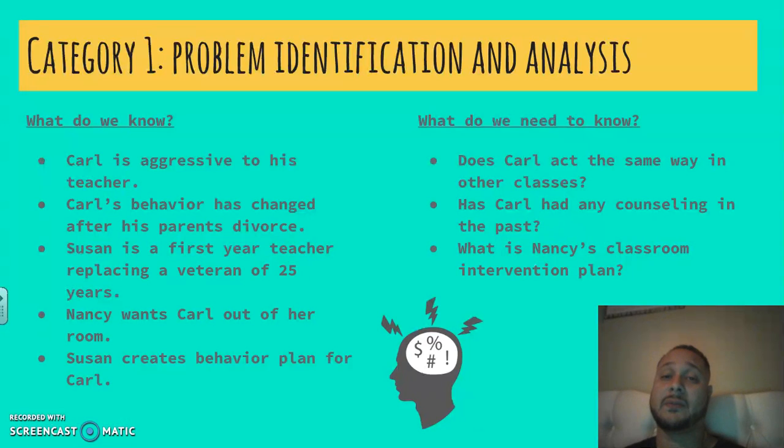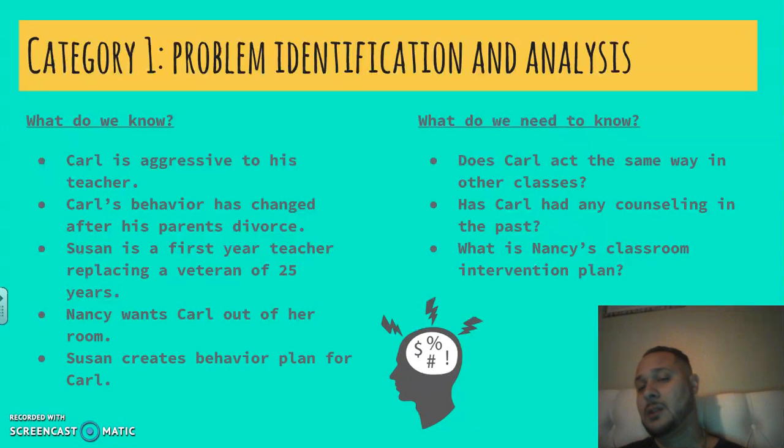Susan is also a first-year teacher. She might not have the training that she needs. She's replacing a 25-year veteran. Nancy wants Carl out of her room, no questions asked. But we both know they cannot do that. And also Susan creates a behavior plan for Carl.